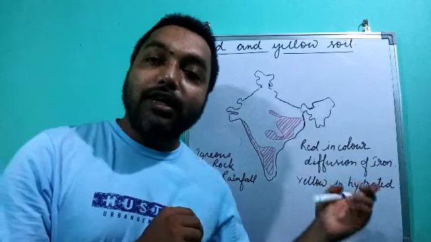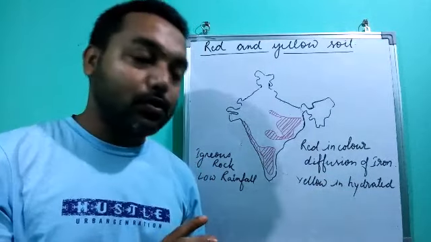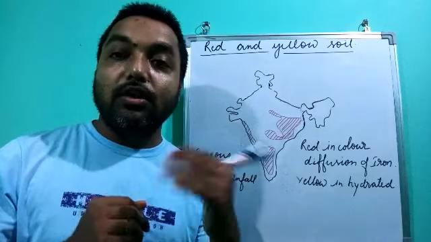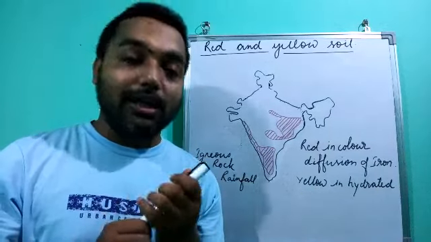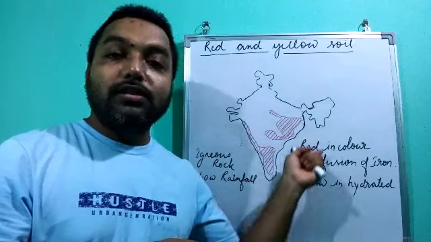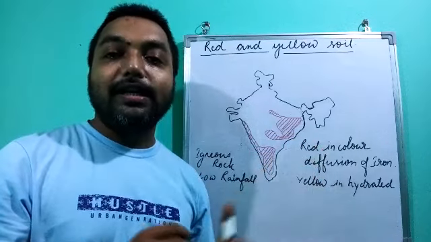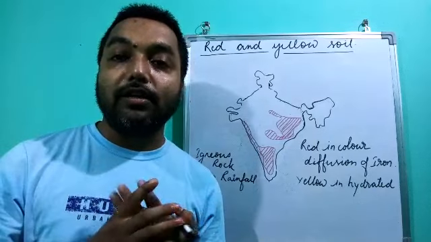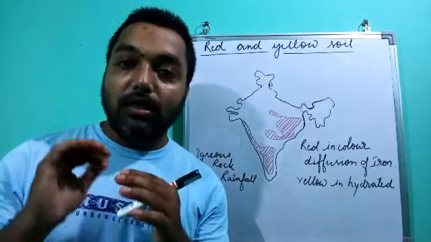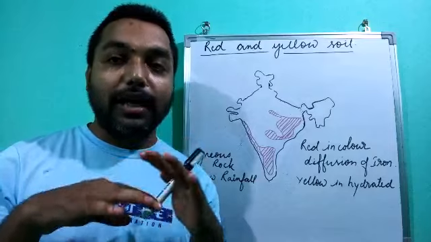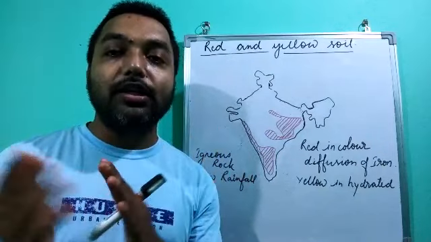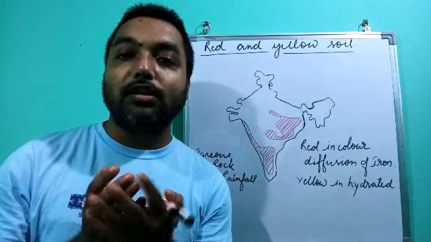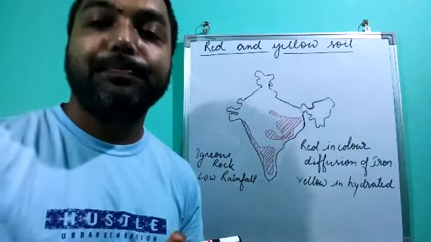So this iron, when it's in hydrated form, becomes yellow also in some parts where it is not red but yellow. It may be yellow also. So due to this, the soil is also known as red and yellow soil. This type of soil is used for cultivation of different kinds of crops, like the cereal crops, except rice and wheat, other kinds of cereal crops, and it is also used for extraction of some kinds of minerals.